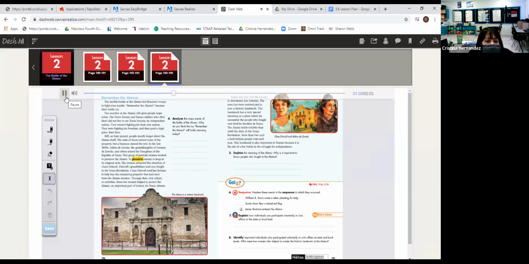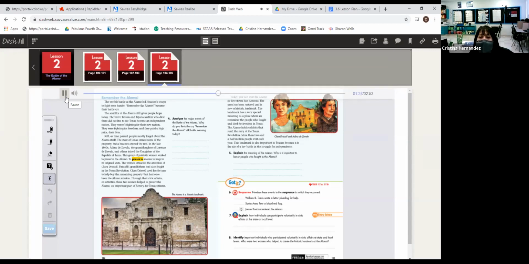The women attracted the attention of Clara Driscoll. Driscoll's grandfathers had also fought in the Texas Revolution. Clara Driscoll used her fortune to help buy the remaining property that had once been the Alamo Mission. Through their civic affairs or activities, these two women helped to protect the Alamo, an important part of history for Texas citizens. Today, you can visit the Alamo in downtown San Antonio.